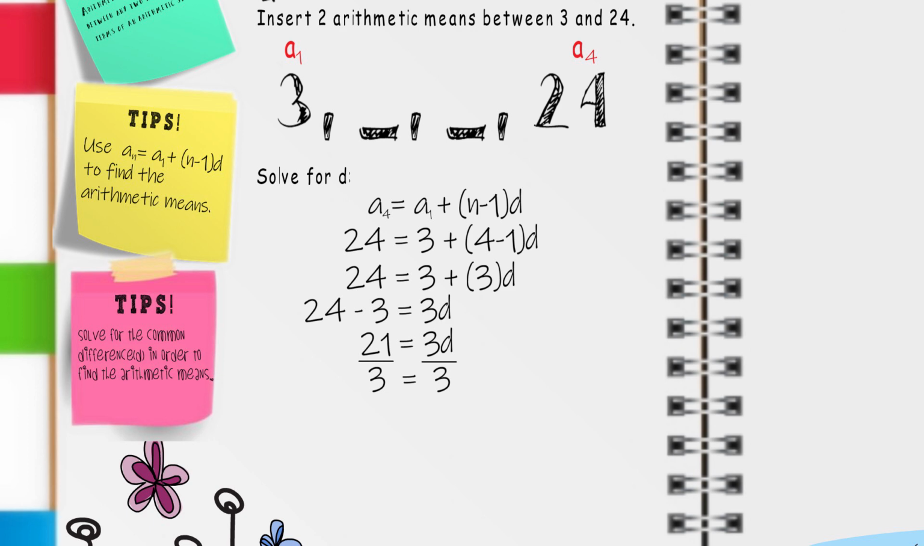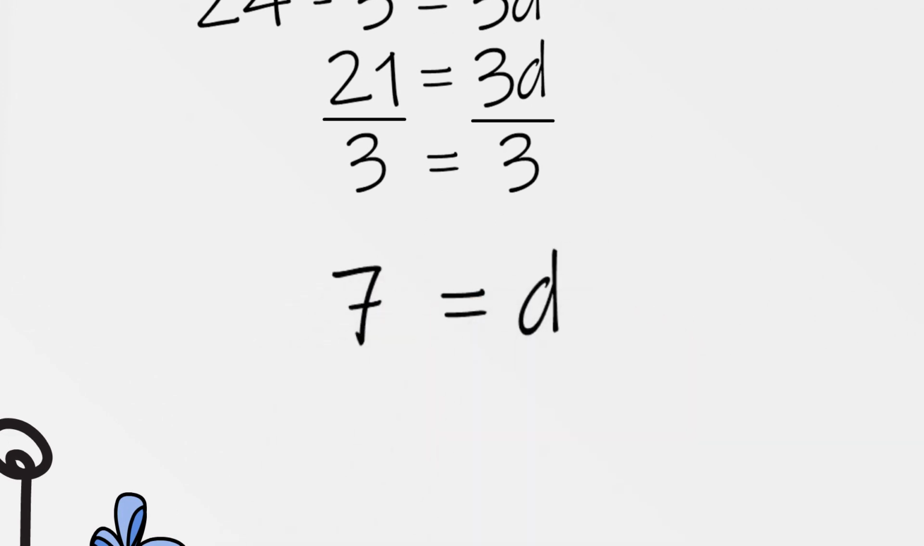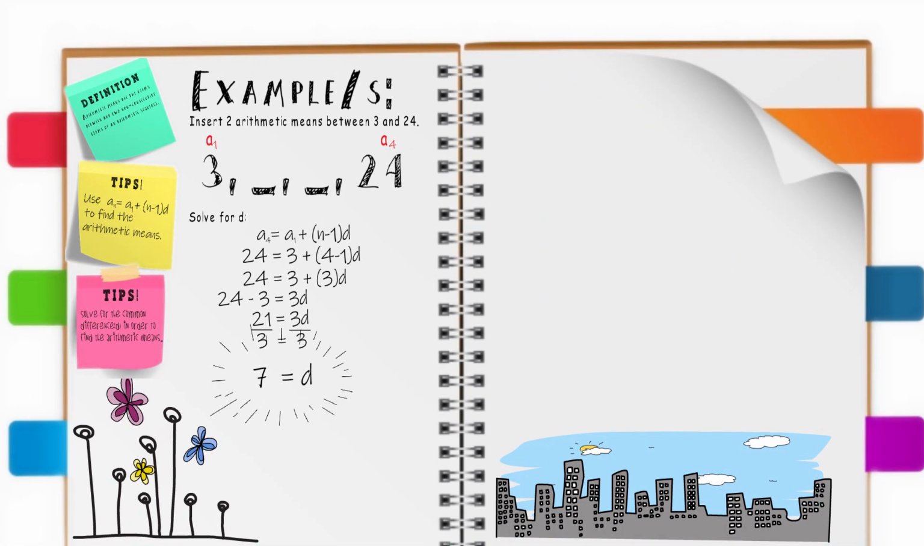And now let's divide. 21 divided by 3 is equal to 7. And 3d divided by 3, we would cancel out 3, and that would be equal to d. And now we have 7 is equal to d, or d is equal to 7. And then after that, we now have our common difference.